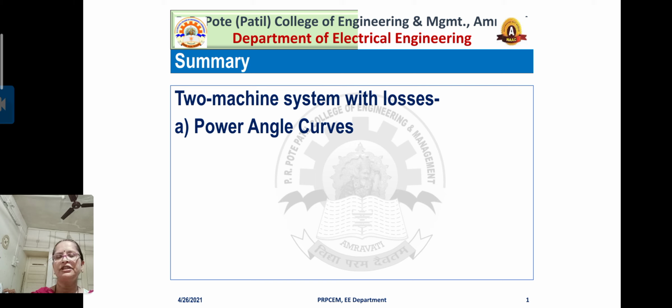In the upcoming session, that will be the last point of unit number 2, that is the effect of inertia. What will be the effect of inertia for the system when we consider the standard system, that is the two machine system with losses. That will be the last point from unit number 2 that we will discuss in the upcoming session.